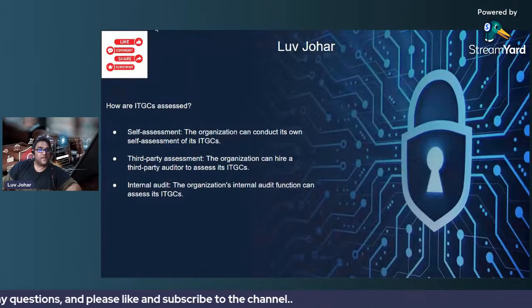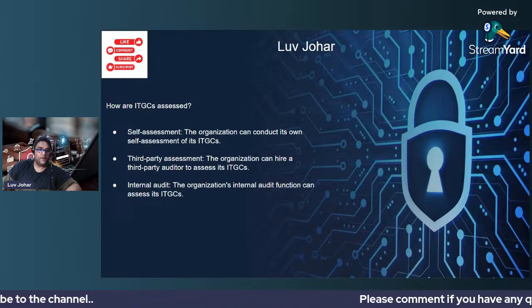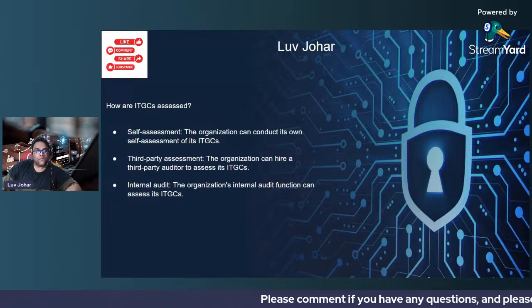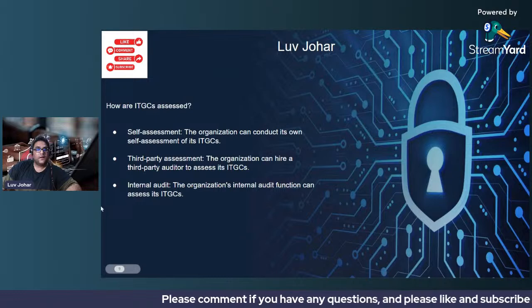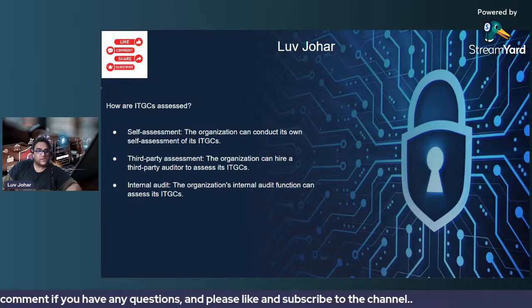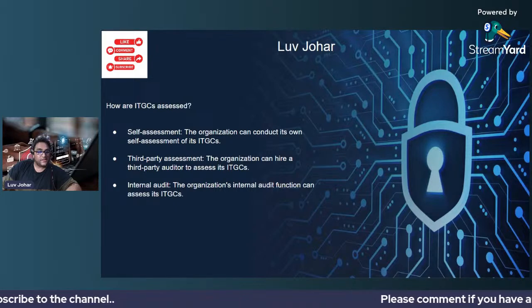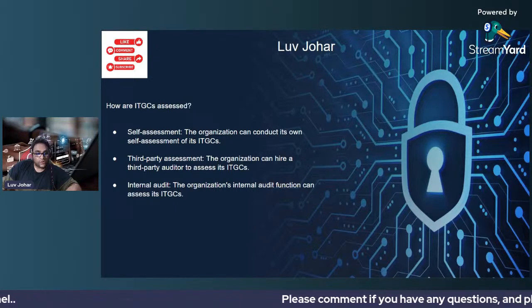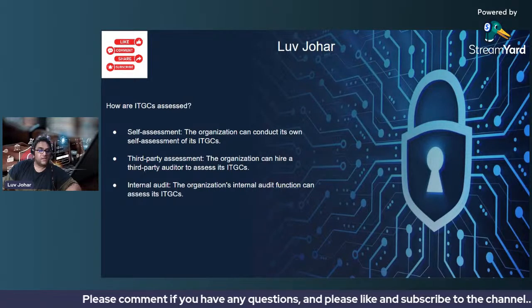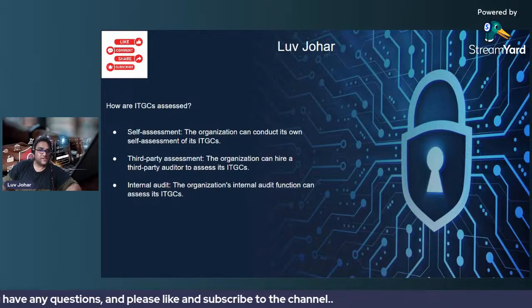Now somebody would be thinking, who will come to assess these controls if we implement them? Is there some kind of monitoring? Is there some kind of audit? Yes, there is audit. There is self assessment that organizations conduct for their own ITGC controls. They have third party assessments that the organizations conduct by hiring a third party auditor to assess their ITGC controls. You have internal audits also that you conduct within the organization using your own audit function, to assess the ITGC controls that you have within the organization.